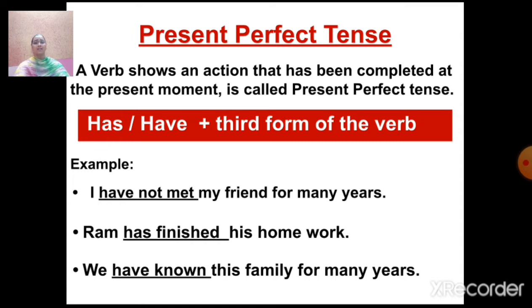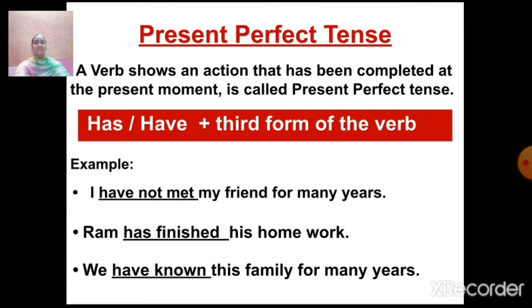Now let's look at the next sentence. We have known this family for many years. Now in this sentence, if you see, the time factor of action is not clear. And here we is plural subject. So we will use have and the third form of verb is used, that is known, like know, knew, known. So known is third form of verb.